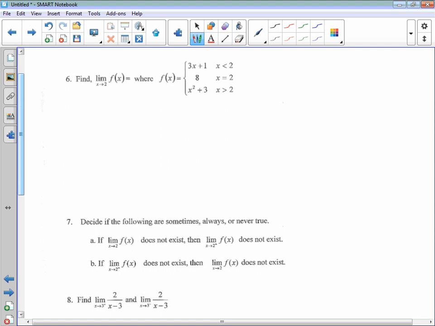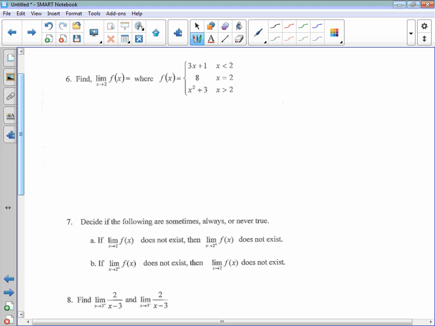Okay, guys, let's get through this. All right, limit as x approaches 2. Okay. If the limit is going to exist, that means the left hand and the right hand limit have to be the same thing, right? They have to run into each other.